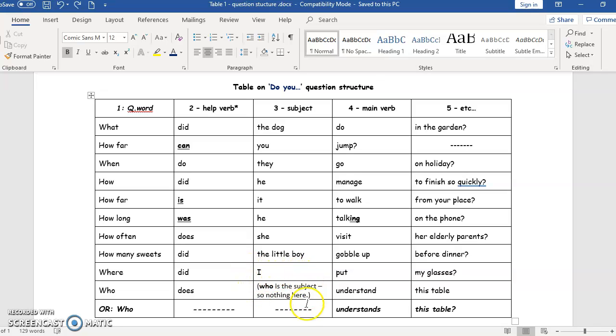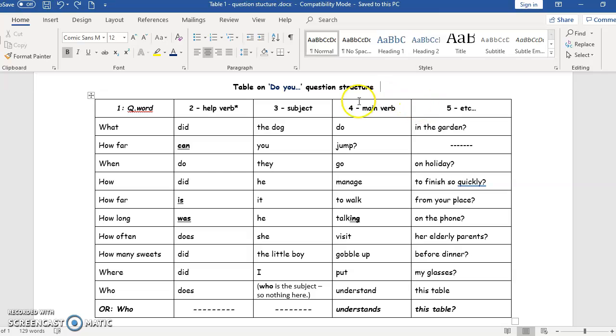Or here is no subject because who is the subject? Who is the thing or the person who does something? So the subject area is empty.